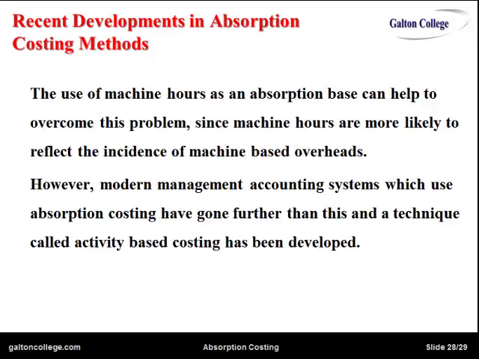A last point on the mechanism. To use machine hours as an absorption base can help to overcome this problem, the problem of it being too big because there are fewer workers if we were using labour hours as the basis, since machine hours are more likely to reflect the incidence of machine-based overheads. However, modern management accounting systems which use absorption costing have gone further than this, and a technique called activity-based costing has been developed. We're not going to look at it, but absorption costing is changing.